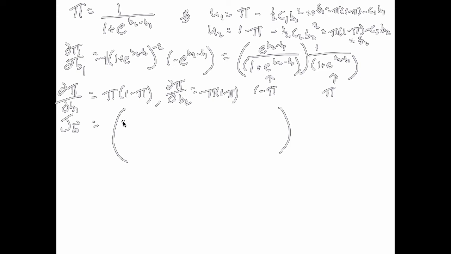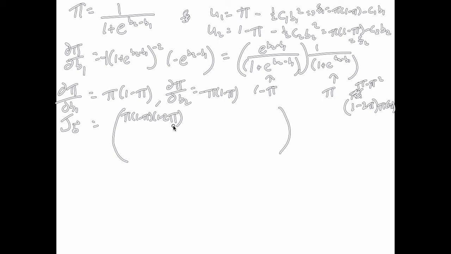Now, what's the derivative of pi times 1 minus pi? We'll use the chain rule. That's pi times 1 minus pi, which is actually pi minus pi squared. So that's 1 minus 2 pi times the derivative of pi. The derivative of pi is pi times 1 minus pi. So we get up here pi times 1 minus pi times 1 minus 2 pi.